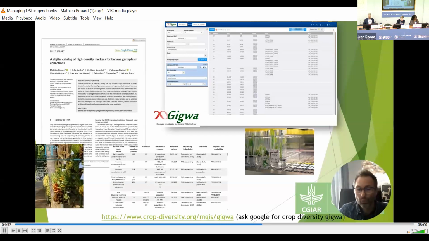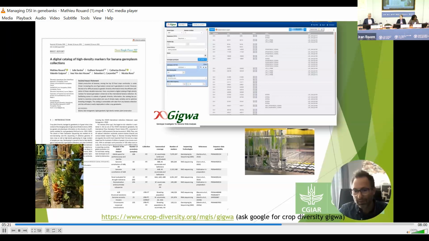And we have applied the system to the international gene banks for banana. What you see on the screen is an article that we published recently where we described how we can take advantage of the system. You can see it at the bottom of the screen. This is the type of interface that you can manipulate with GIGWA.